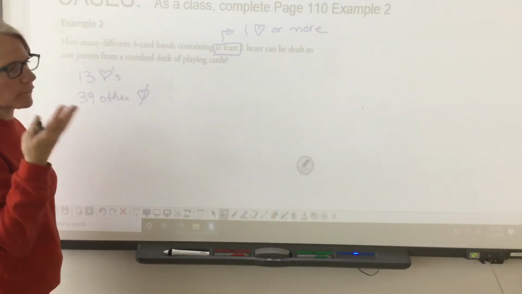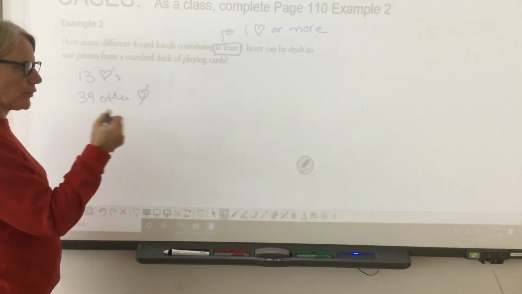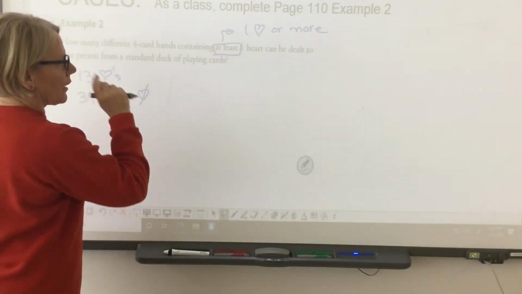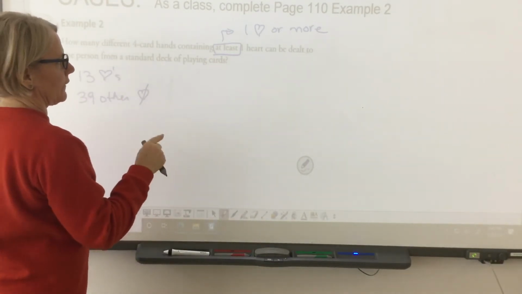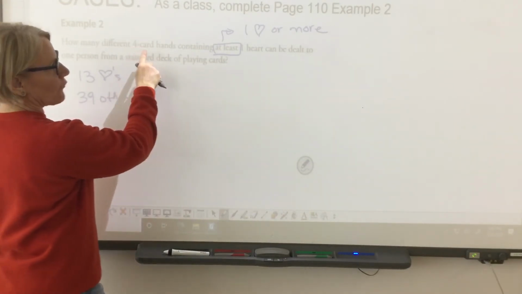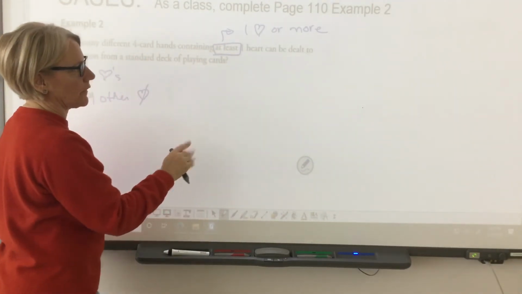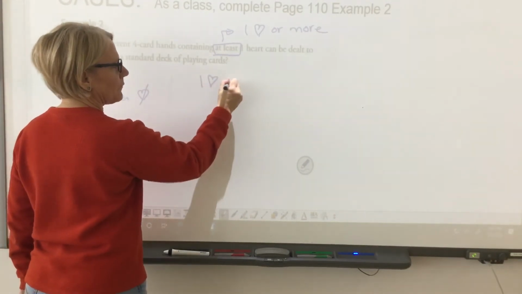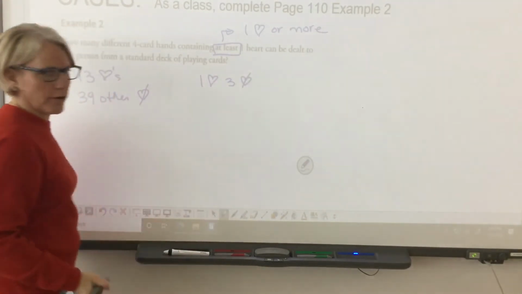It is cards, so I know it's a combination, right? Because the order doesn't matter, how you're either laying it out or holding it in your hand. So I am going to use a combination in the end, and I know that. Okay, if I have to have 4 cards in my hand, the first situation I'm going to think about is that I'm going to have one heart, but that means I have to have 3 non-hearts.